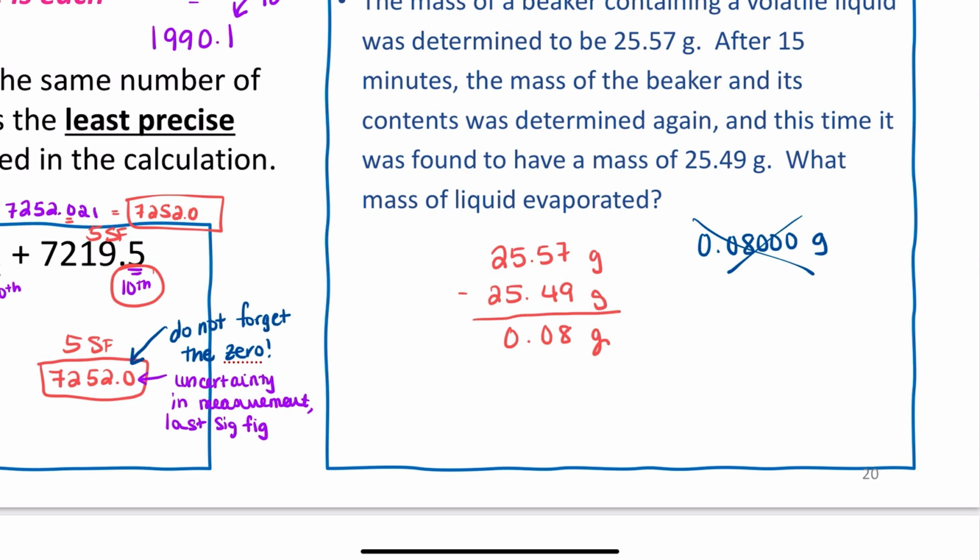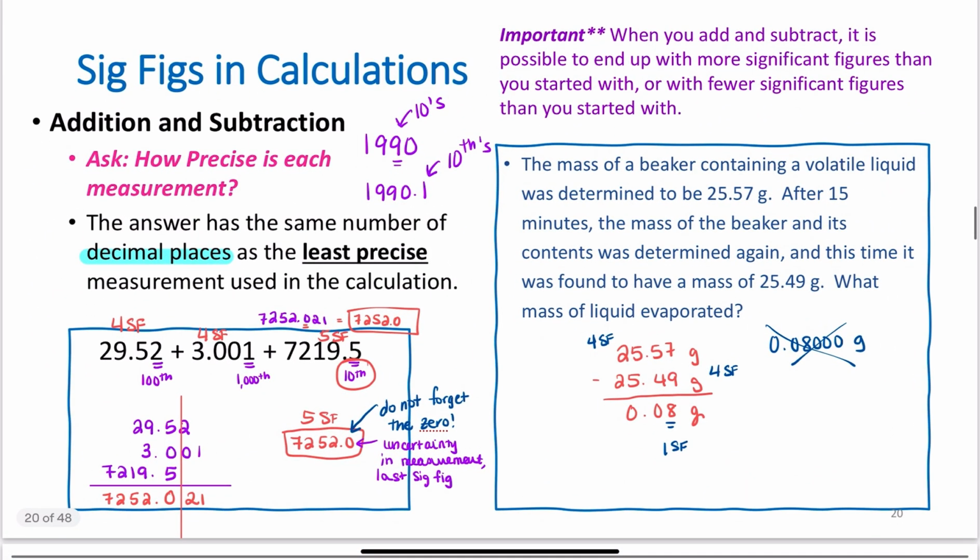But in addition to that, if I asked you the number of sig figs, this had 4 sig figs, this had 4 sig figs, this one only has 1 sig fig. So my final answer only has 1 sig fig. Again, further emphasizing that I can end with greater or less number of sig figs by the 2 examples here than I started with.